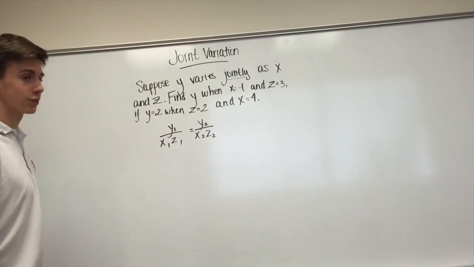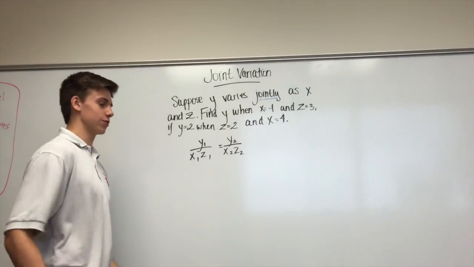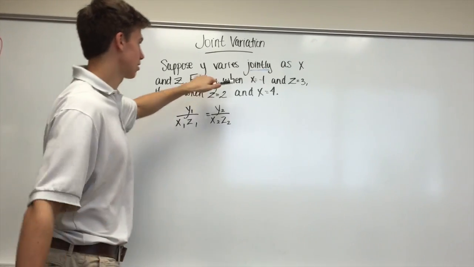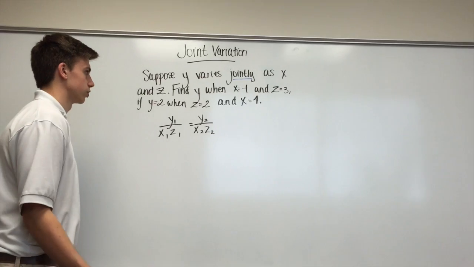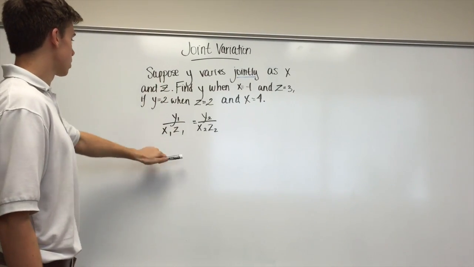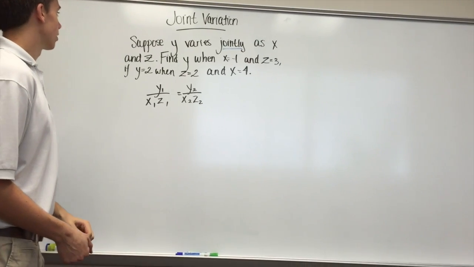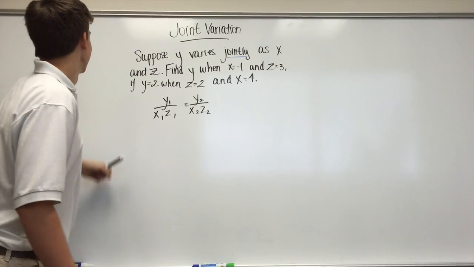Now we're going to learn our last variation, joint variation, which is the last of the three: direct, joint, and inverse variations. We're going to do the same as before, where we read the problem and see if it is joint, inverse, or direct, and use the corresponding formula. So let's read this question and see if we can plug it in.